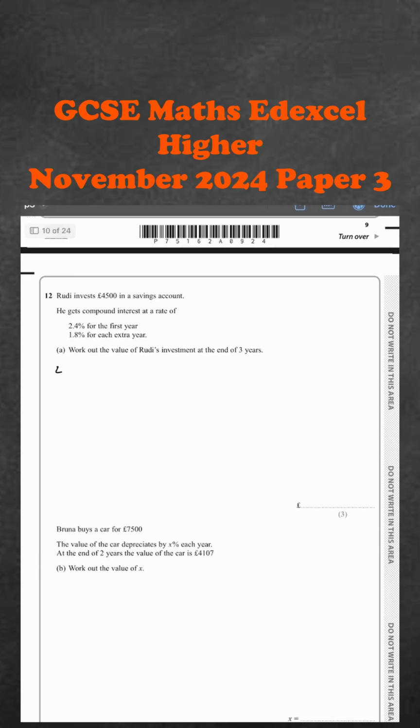So after 1 year, it's going to be 4,500 multiplied by 1.024. Do that on my calculator. 4608. And then for the next 2 years, it's going to be 4608 times 1.018 times 1.018. And we get 4775.38.